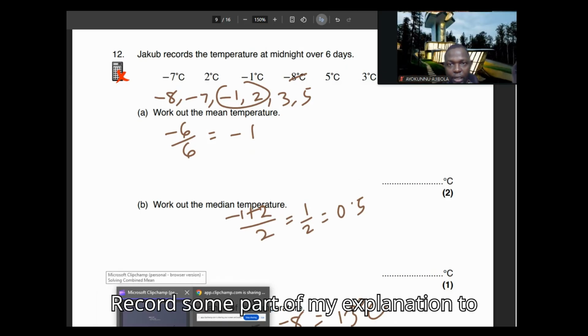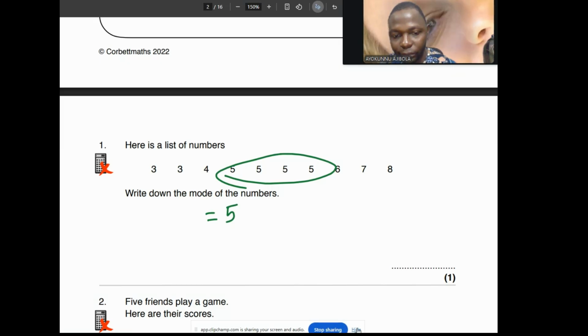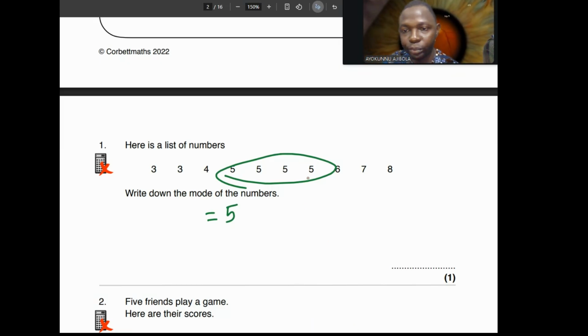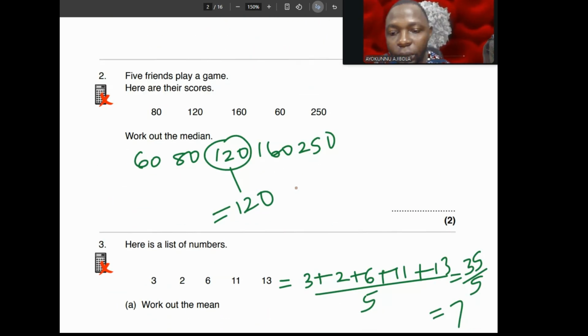Or maybe I can still record some part of my explanation to my student. See you. So number one, you got 5, right? Yes. Can you see the screen? Yep, I can. So what do you get for number 2? 120. 120. Well, good.